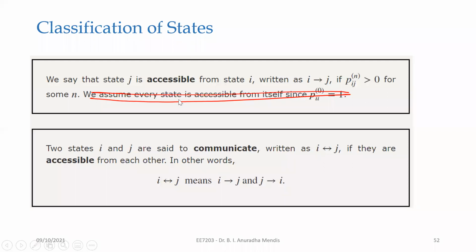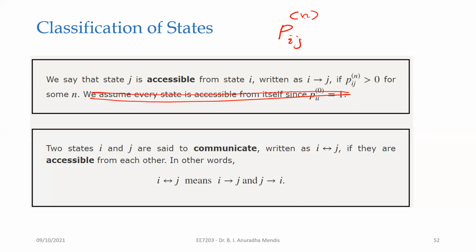Okay, so we said that if state J is accessible from state I, we represent it as an arrow from I to J. This happens if the transition probability, that means P_ij with n on top, which is the probability that the Markov chain goes from state I to state J within n steps, maybe this n can be 1. That means within one step you can go to state J.